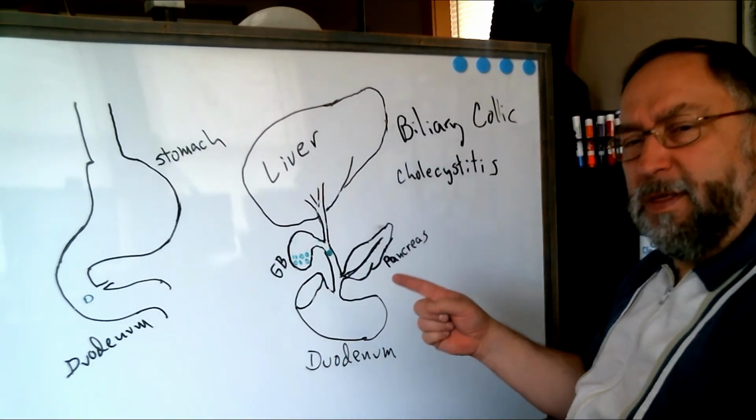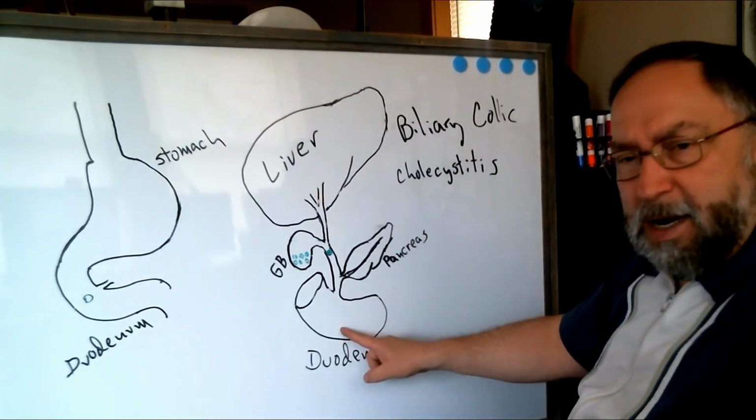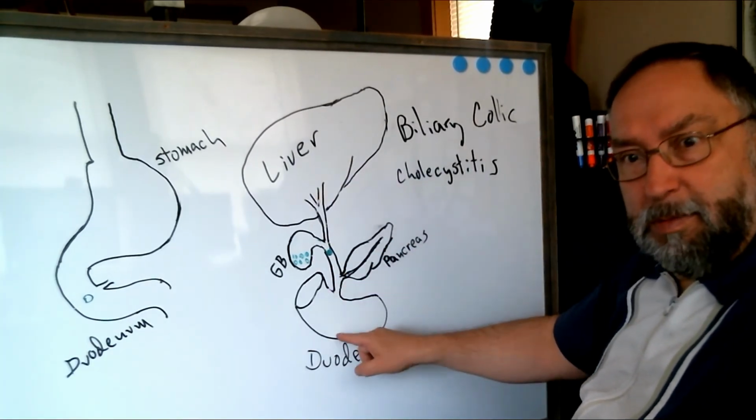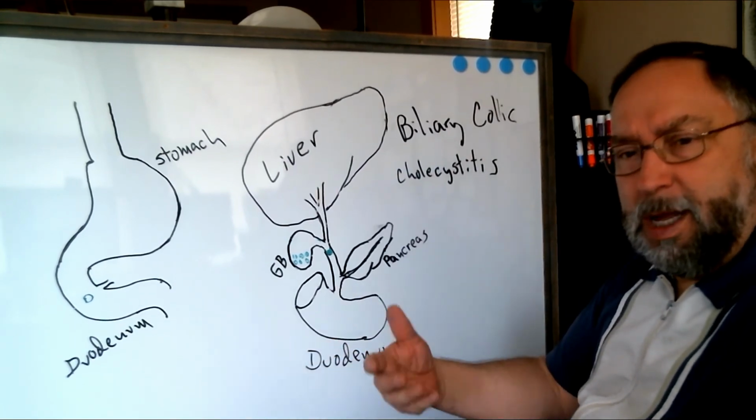So it's going to do a couple of things here, right? The bile is not getting down into the duodenum, and I said that's what makes your poop brown. Poop is going to be discolored, right? It's going to be really a light color. It's not going to be brown.